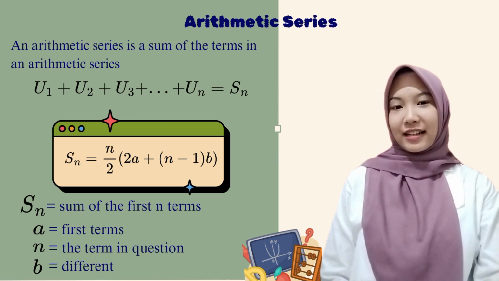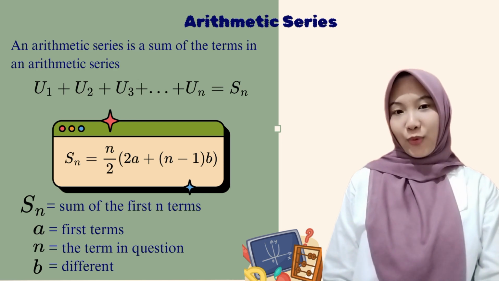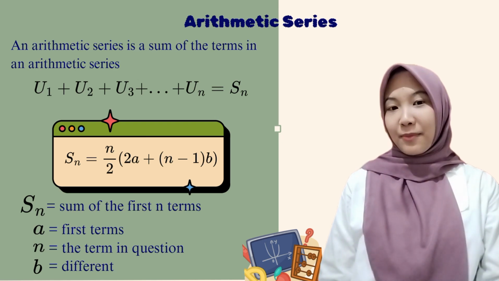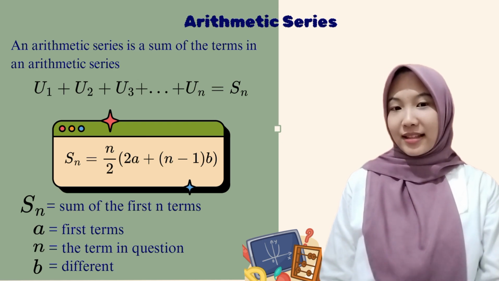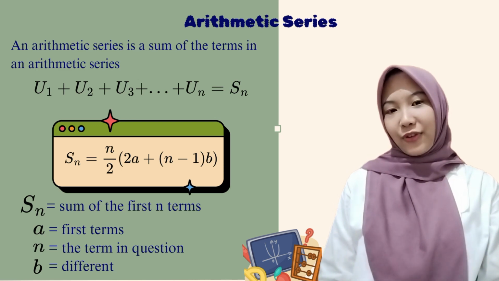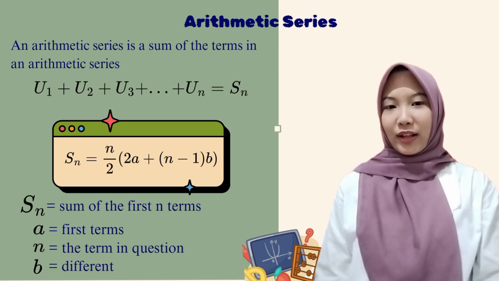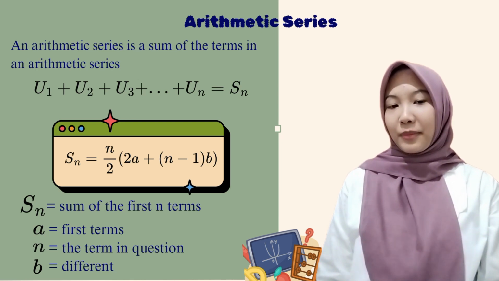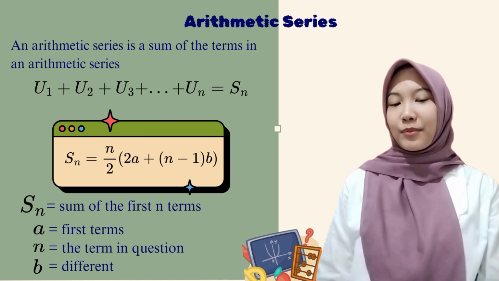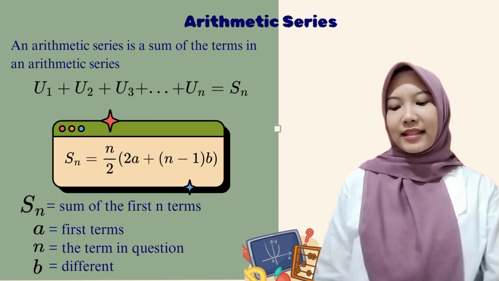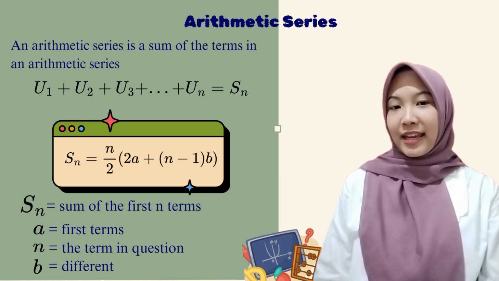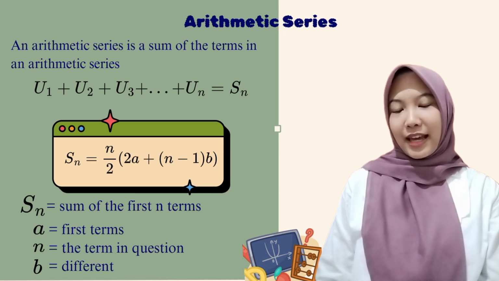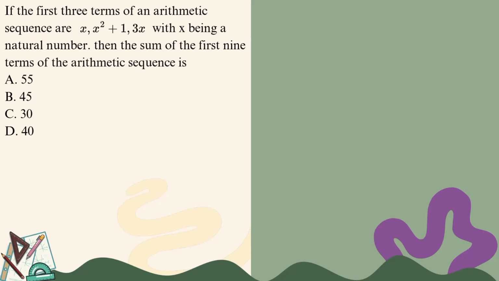Arithmetic series is a sum of the terms in an arithmetic sequence. For example, sub 1 plus sub 2 plus sub 3 until sub n equals Sn. The general form for Sn equals n divided by 2 times 2 times A plus in bracket n minus 1 times B, with Sn is the sum of the first n terms, A is first term, n is the term in equation, and B is the difference. Next, let's practice.